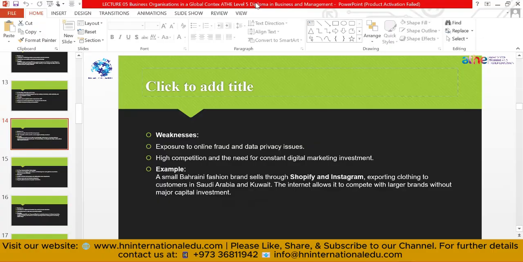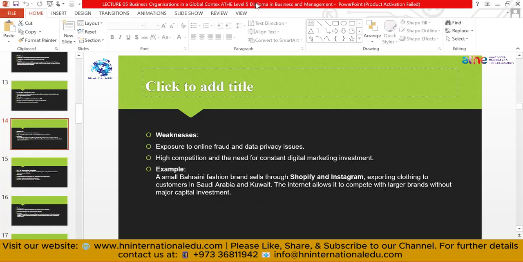Weakness: exposure to online fraud and data privacy issues. The organizations which are not the big brands, mostly they do this thing that they do not send the exact product, the commodity which we ordered. So there is fraud as well. High competition and the need for constant digital marketing investment. And these platforms, they need high investment from the investors. This is not like you have opened a store and everybody is purchasing. No, things are managed by the big boards.